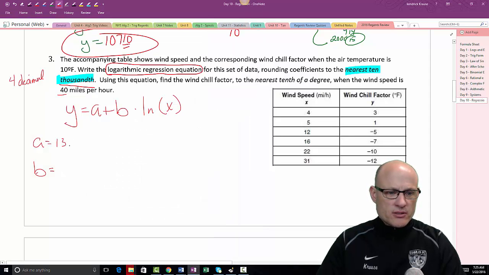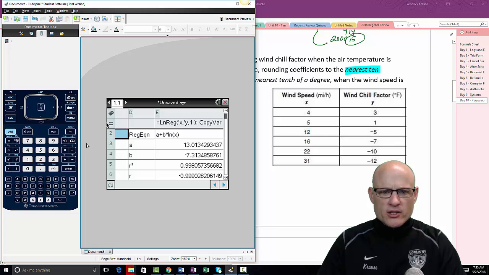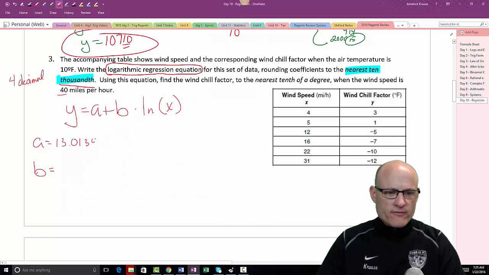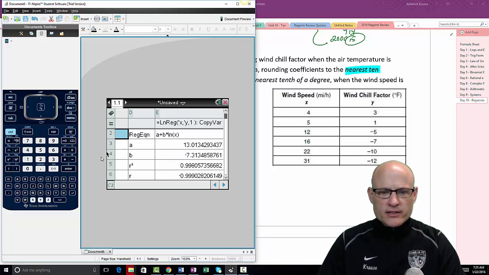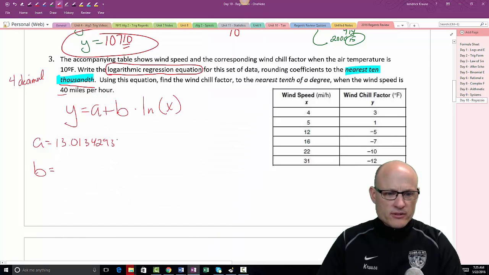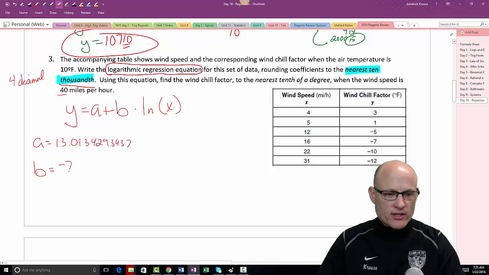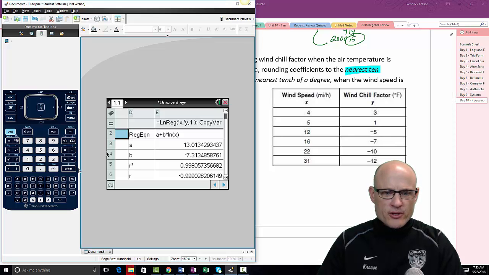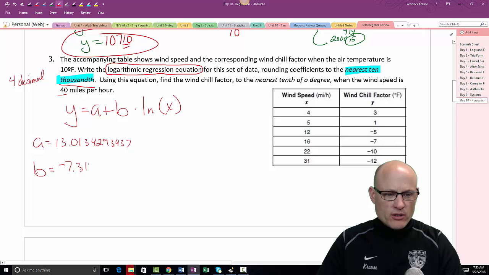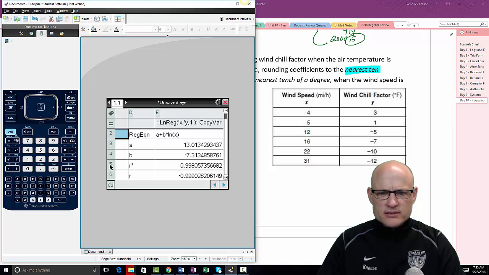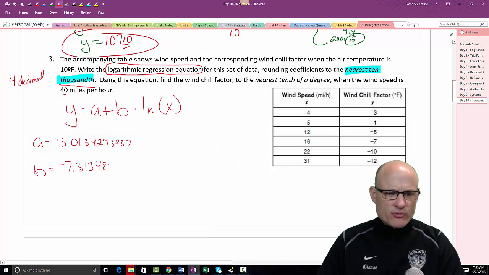13.01, 3429, 3437. Man, don't write these down wrong. Negative 7.31348, 58761. All right, so we end up writing our equation.